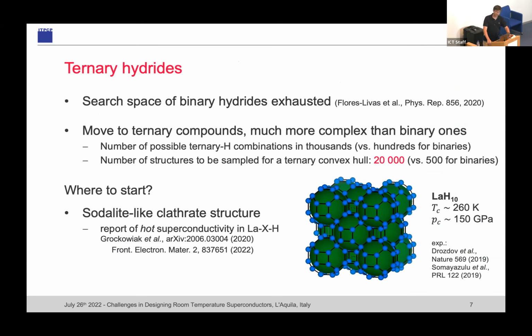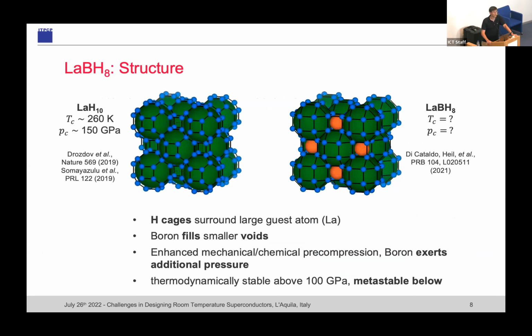Yeah, what Simone did basically is he searched, motivated also by this experiment where you have lanthanum, hydrogen, and then some element. He was trying to find which element can we put in, what is reasonable, and which structures do you get. And he found that if he does the calculations, he gets this lanthanum boron H8 structure that was mentioned several times already. The interesting thing here is you have again the hydrogen cages that surround the large guest atom, the lanthanum, and then the boron fills the smaller void. So you have a very, very efficient packing of your unit cell.